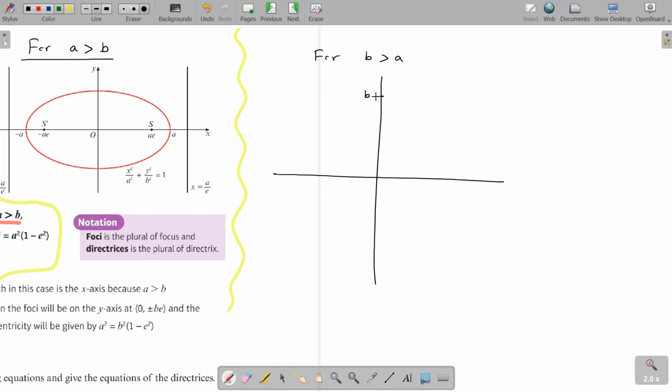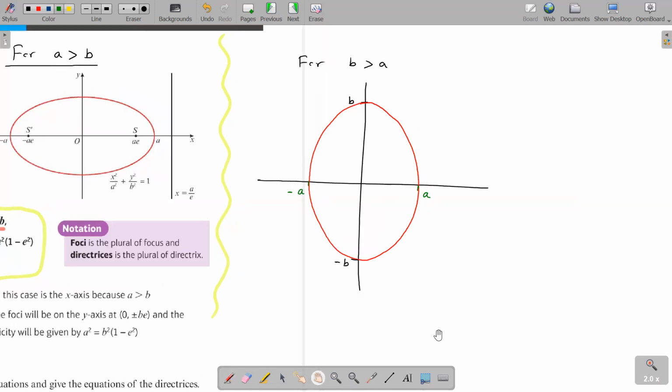So basically you have a shape that roughly looks like this. Okay, so this is what you have, right? This is how it looks when B is greater than A.